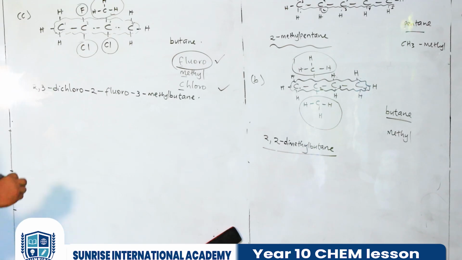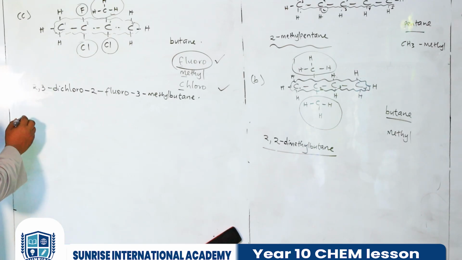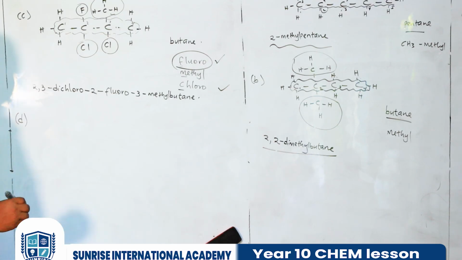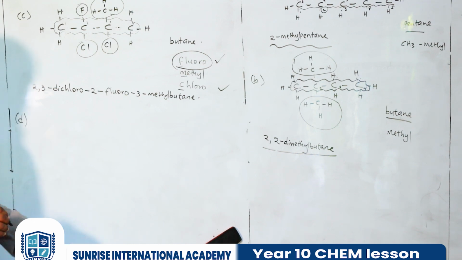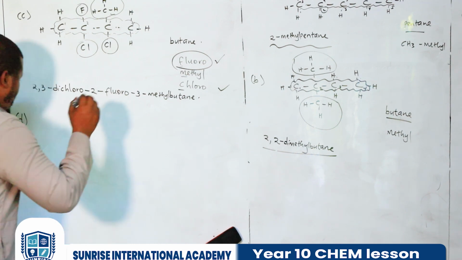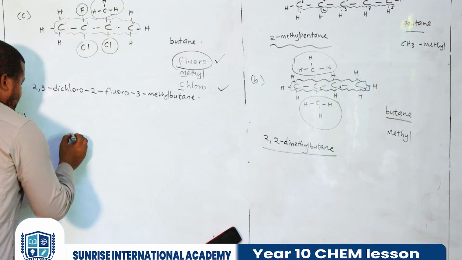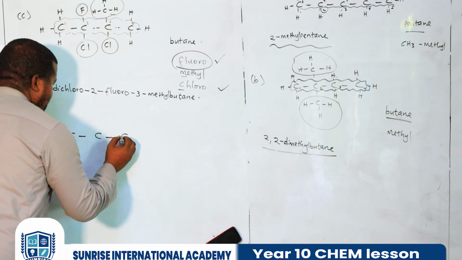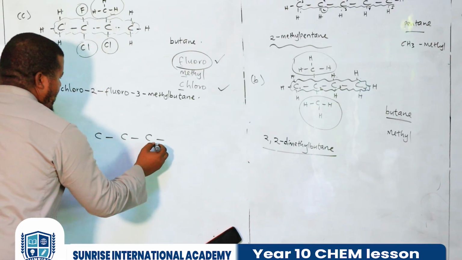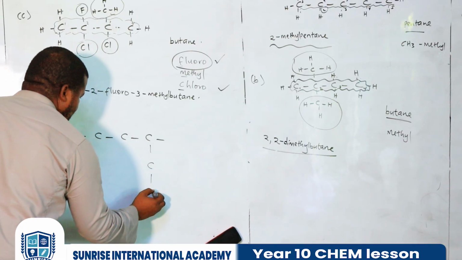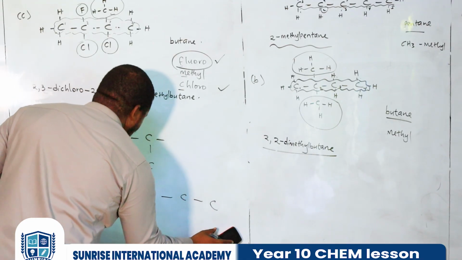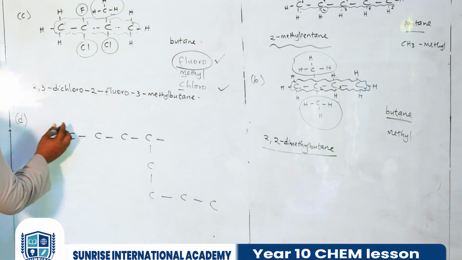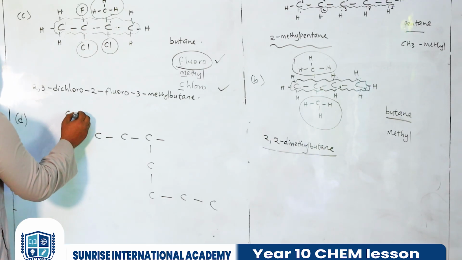That is part C. So I want to give you D. Try naming the 4th molecule. We will continue from there in our next session. So the molecule is here. C, C, C, C, C, C. There's a C there, another one there. Let's have another C here.